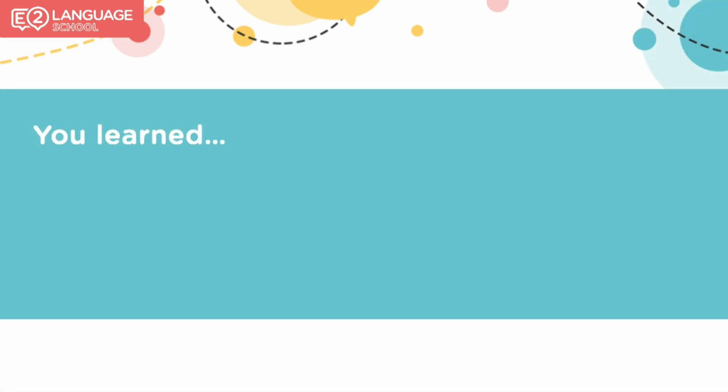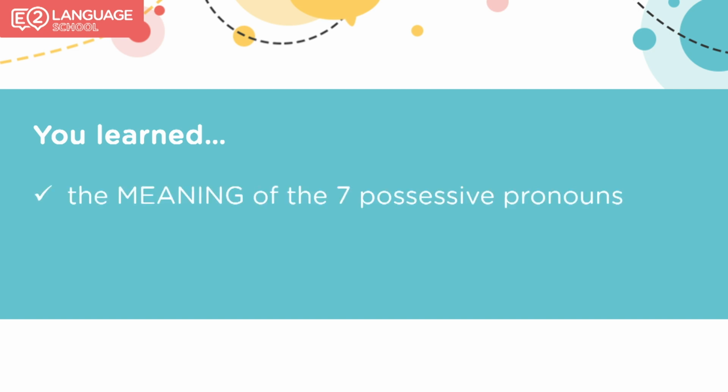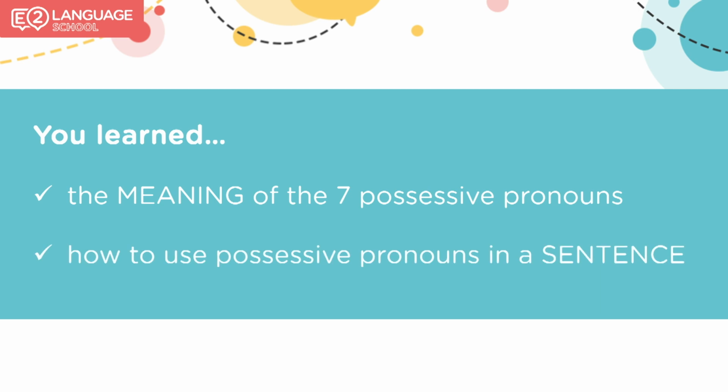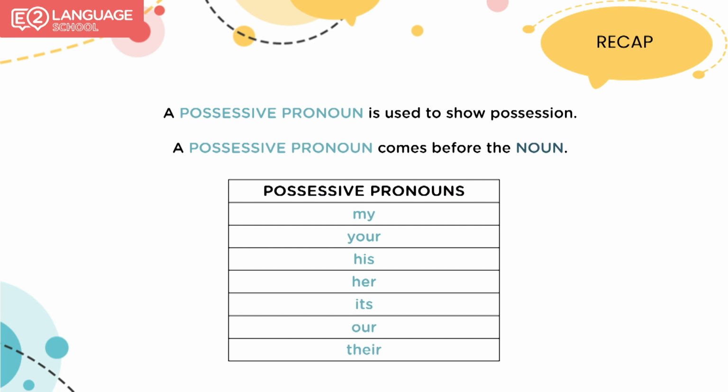Okay, in today's lesson, you learned 2 things. The meaning of the 7 possessive pronouns and how to use possessive pronouns in a sentence. So to recap our key ideas, a possessive pronoun is used to show possession, and a possessive pronoun always comes before a noun or before an adjective followed by a noun.